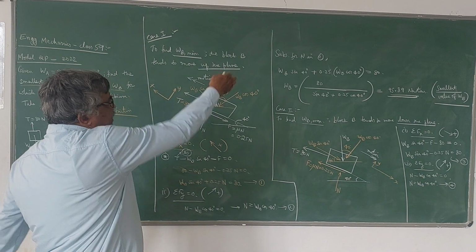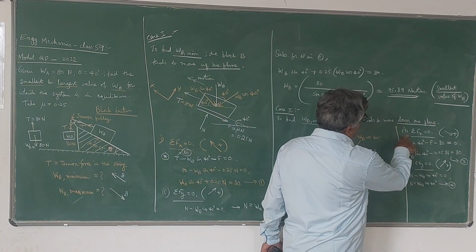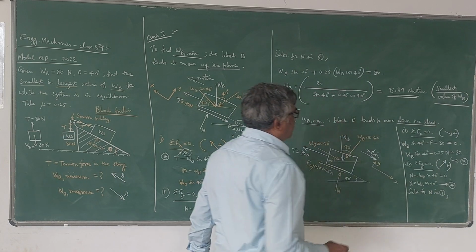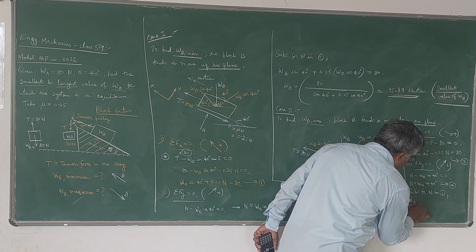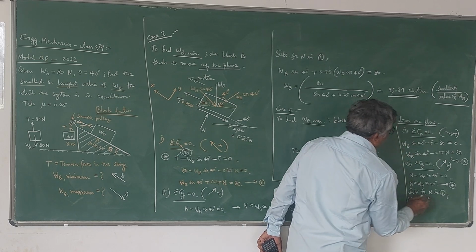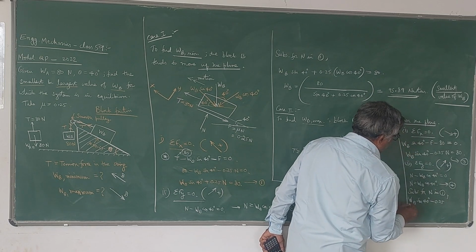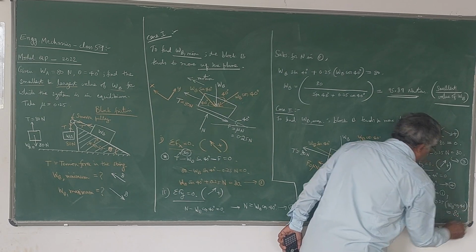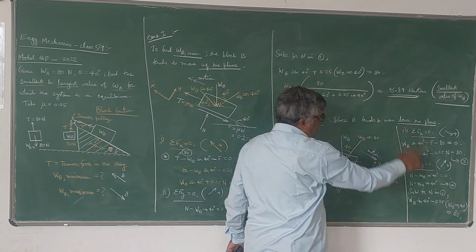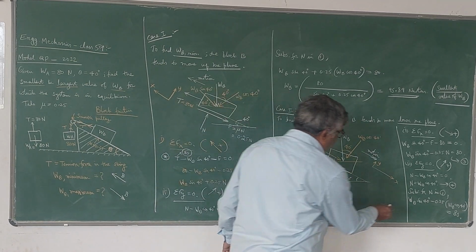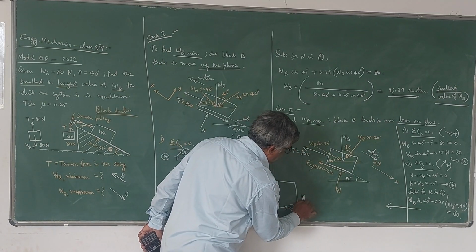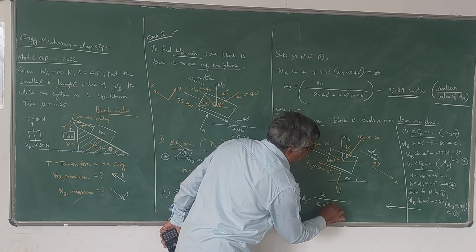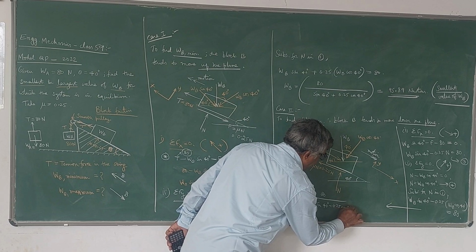Now substitute as we did in the first case. Substituting for n in equation 3 and simplifying, what you will get? WB sin 40 minus 0.25 times WB cos 40, that is the n value, is equal to 80. See the difference here. Here we got plus sign, here we got minus sign. Now if you simplify this, you will get the value of WB as WB is equal to 80 divided by sin 40 minus 0.25 into cos 40. Okay, this is the answer.